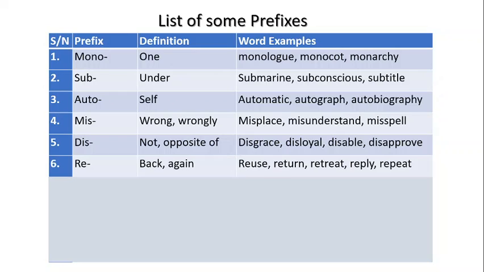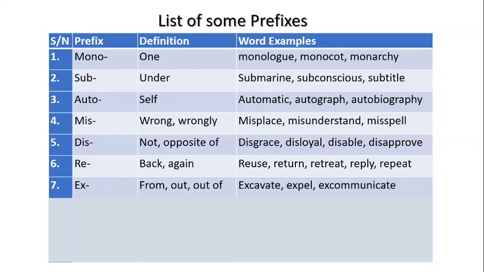Number 6, we have RE, which means back or again. Examples are reuse, return, retreat, reply, repeat. All these ones have to do with what? Again. Then, why do some people use the phrase reverse back? You are driving, somebody says reverse back. What does it mean? To reverse is to go back. So what is back doing there again? You can see that the use of prefixes will help you to avoid tautology. We'll talk about tautology in one of our classes in the nearest future.